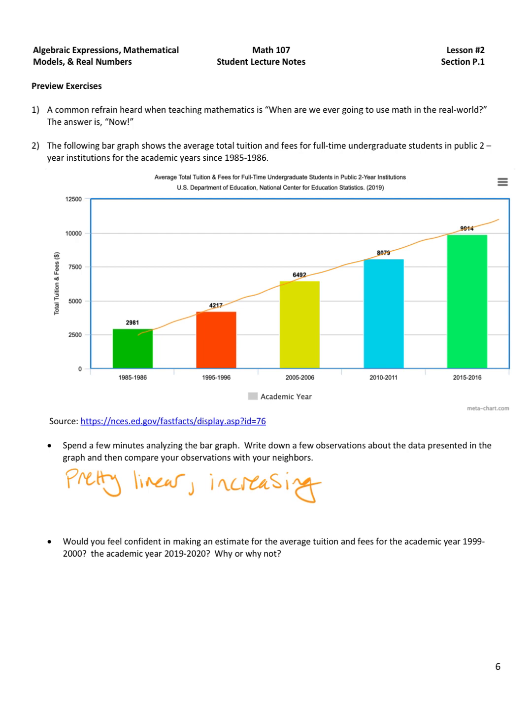And then would I feel confident in making an estimate for the average tuition and fees for 99 to 2000? So that would be somewhere right here. And I would say, sure, it's probably somewhere between these two, somewhere between 4,200 and 6,500.